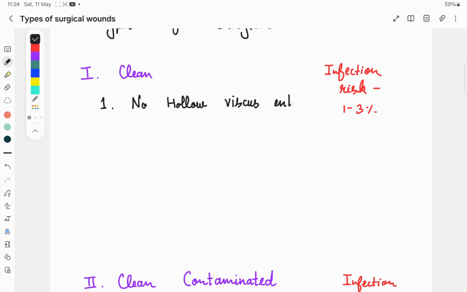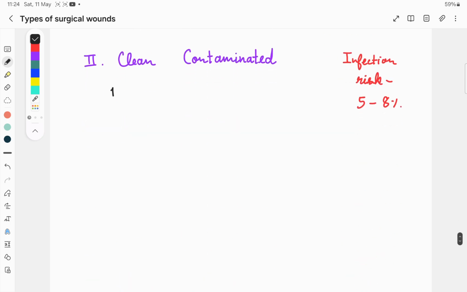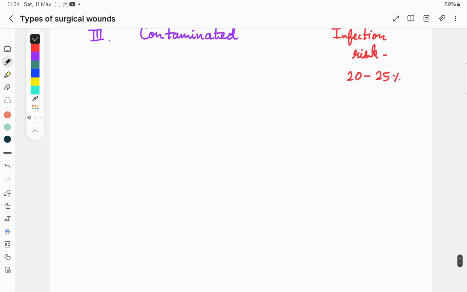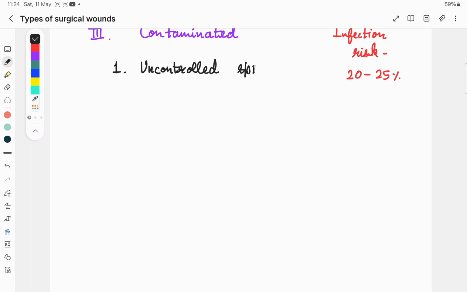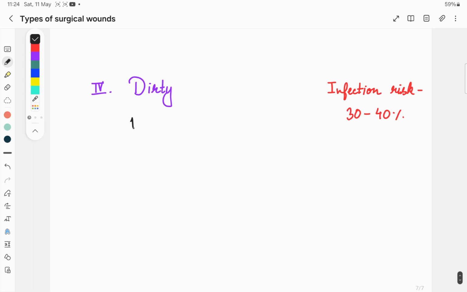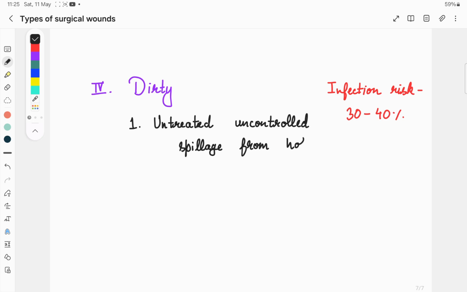So first, hollow viscus. No hollow viscus entered in clean. Then hollow viscus entered in clean contaminated, and it is controlled. Hollow viscus entered but controlled. In contaminated, there is uncontrolled spillage from hollow viscus. In dirty, there is untreated, uncontrolled spillage from hollow viscus.